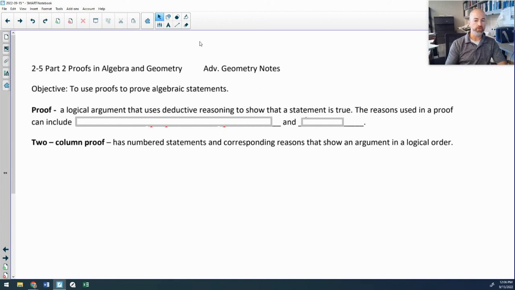Hey, geometry, we're going to look at the second part of section 2.5. And in this section, we are going to actually dive into proofs. We mentioned them briefly yesterday. In my class, we did anyway.